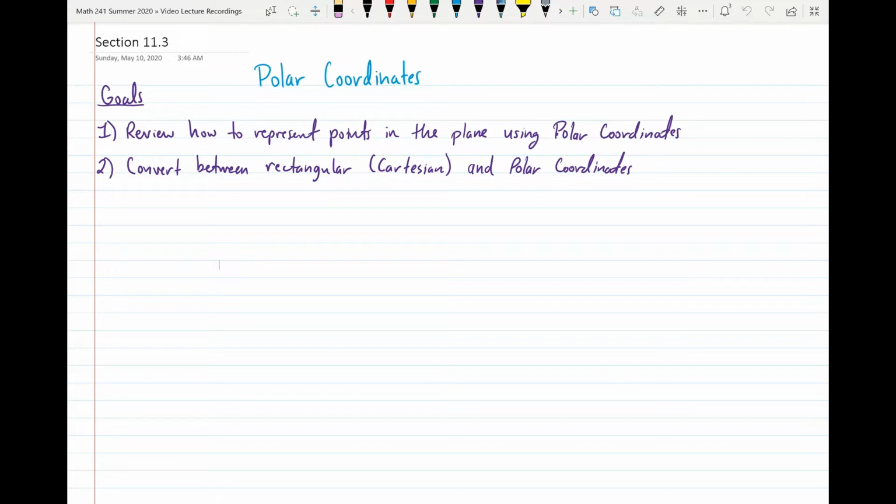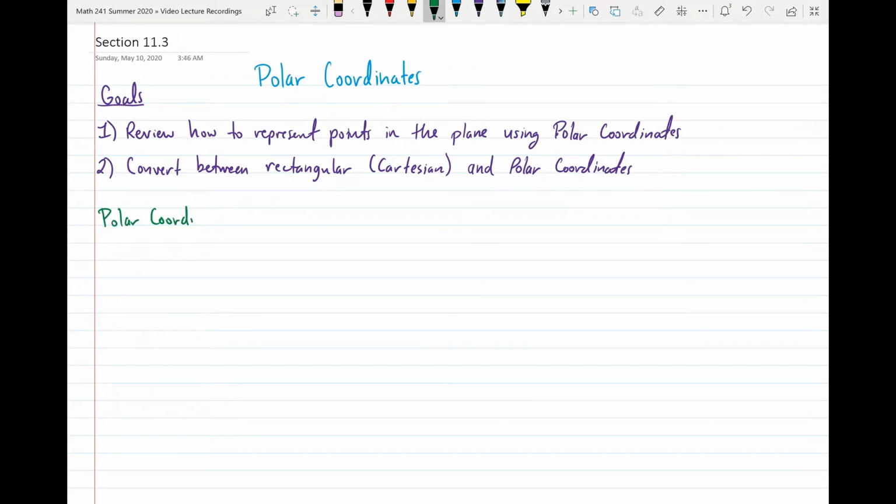We do have two goals for today. The first goal is to review how to represent points in the plane using polar coordinates, and the second goal is to convert between rectangular or Cartesian coordinates and polar coordinates. So let's begin by reviewing polar coordinates.